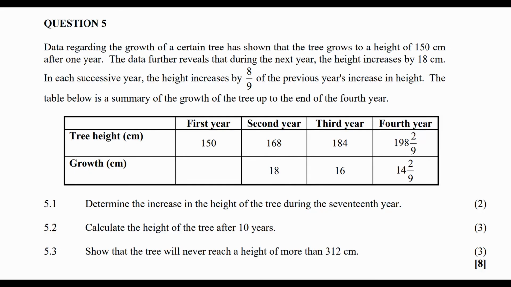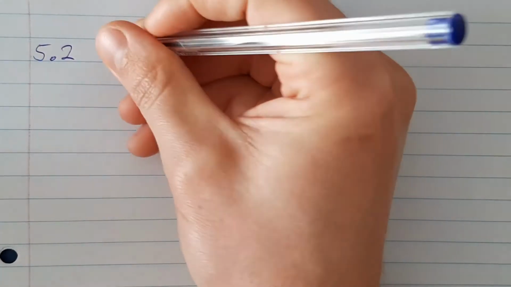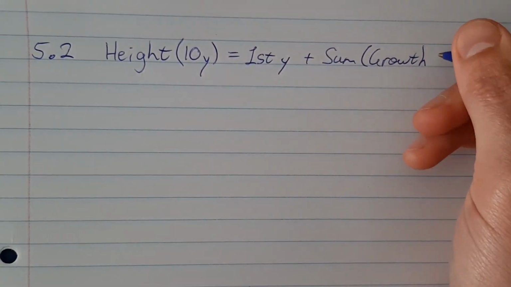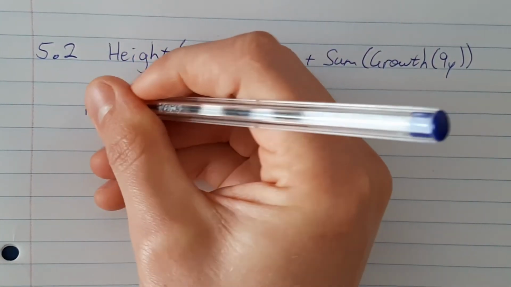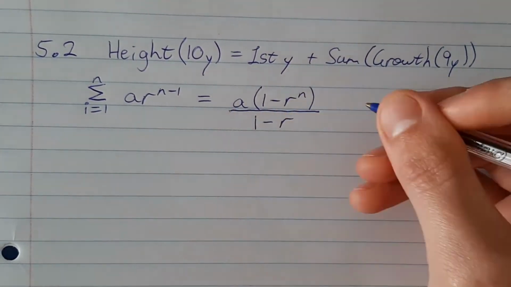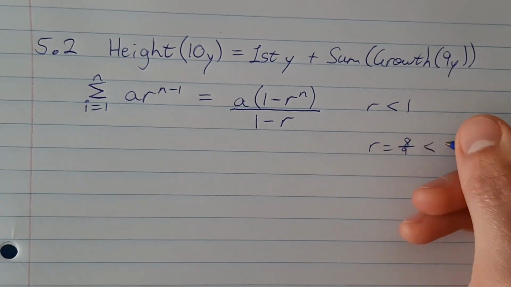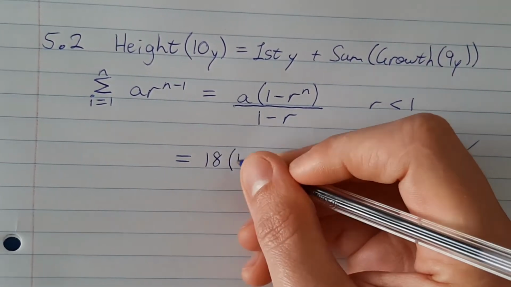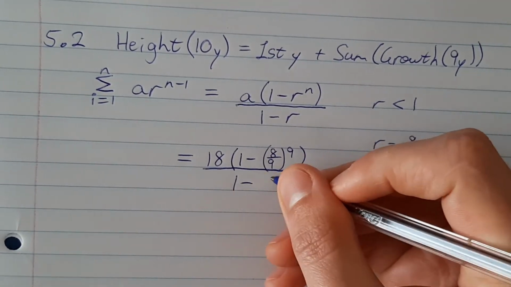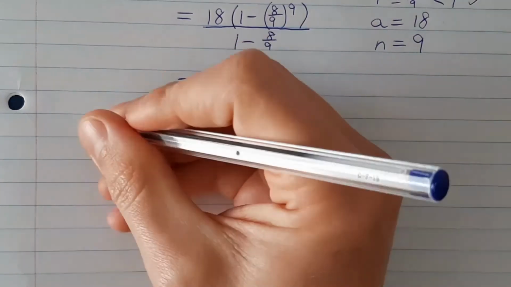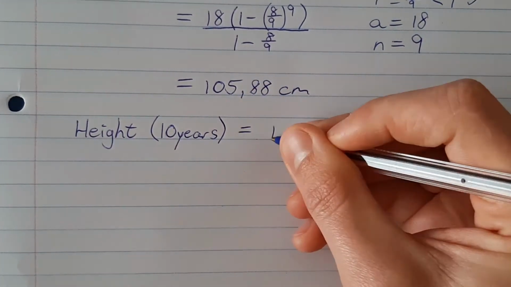Question 5.2 asks us to calculate the height of the tree in year 10. This is equal to the height of the tree in year 1 plus the sum of 9 years of growth. To solve this, we are going to use the formula for the sum of exponential sequences where r is less than 1. Substitute the values for a, r, and n into the formula to get the sum of the growth years. Remember, this is not the final answer. We need to add this to the height in the first year. And also remember to add units to your answers. Great.